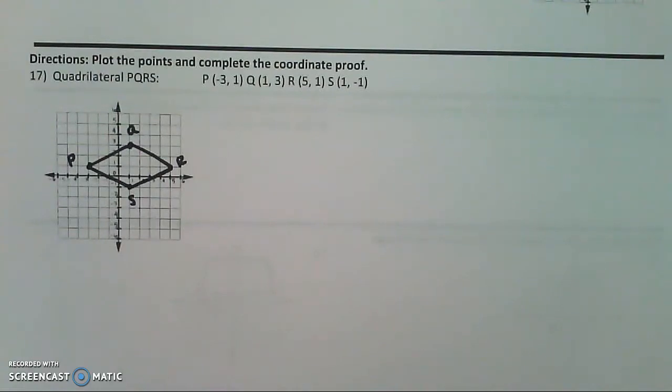Okay guys, so in 17 we're just trying to prove what type of quadrilateral PQRS is exactly. So I've gone ahead and plotted those 4 points and connected them. What I would do first is we'll start kind of basic. We'll prove that it's a parallelogram first, and what I'll do is find the slopes of all 4 sides. Because they're already graphed for us, you can just count.